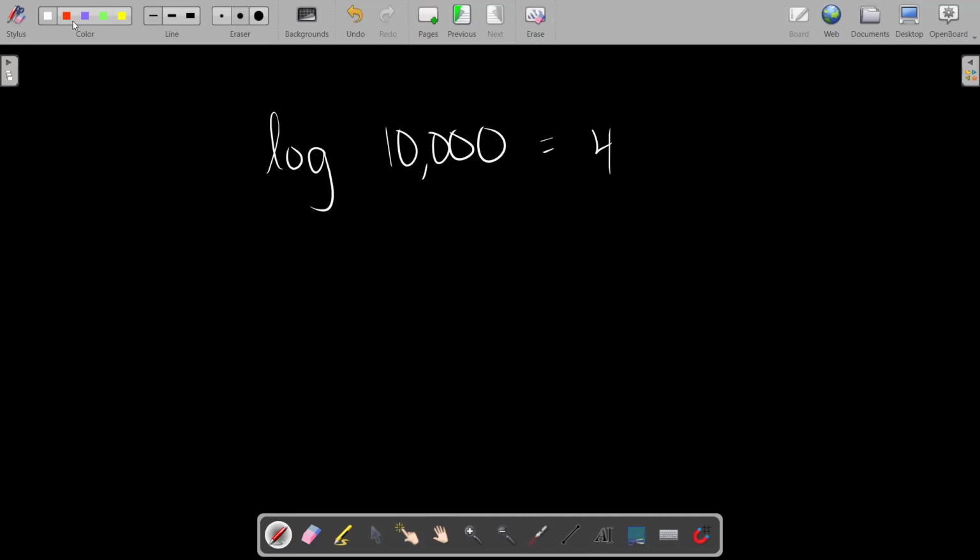Okay. If it makes you feel better to put in a base, go ahead. I need you to know that it's there. It's just called a common log. And your calculator has a common log button, by the way. There's a button that just literally says log. That's your base 10 log button, okay? In case you were wondering.